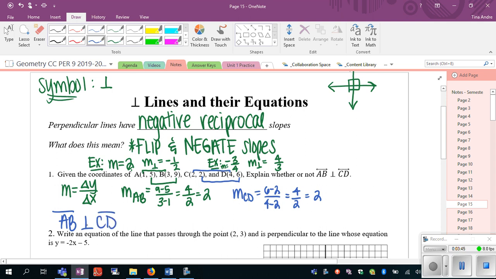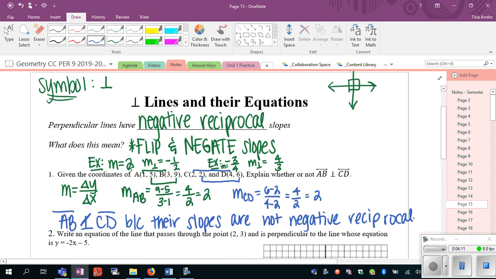So watch how I do this. I take the perpendicular symbol and I put a line through it, which means not perpendicular. So AB is not perpendicular to CD because their slopes are not negative reciprocals. And when you explain, you want to use the term negative reciprocals versus flip and negate. We think about it as flip and negate, but we use the term negative reciprocals.